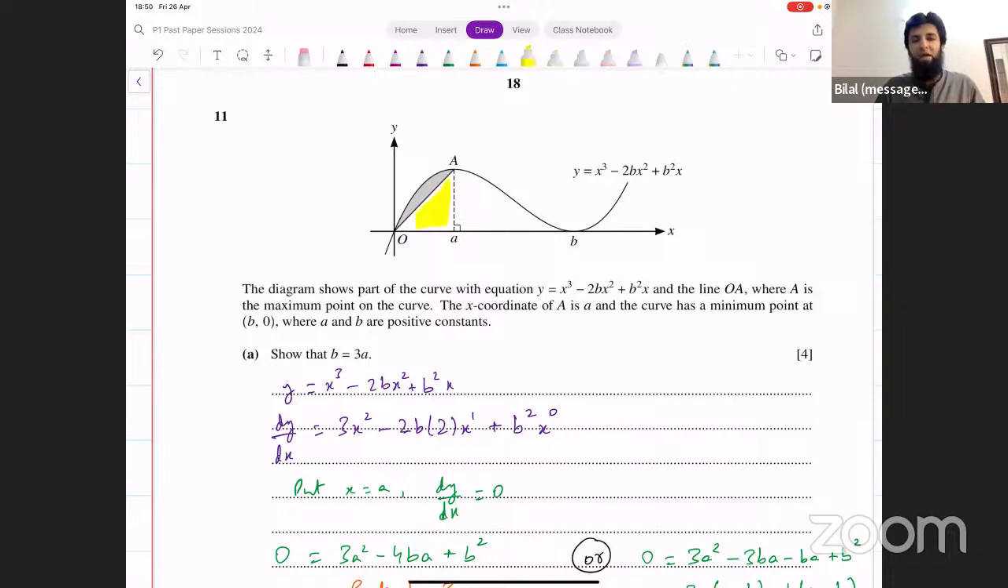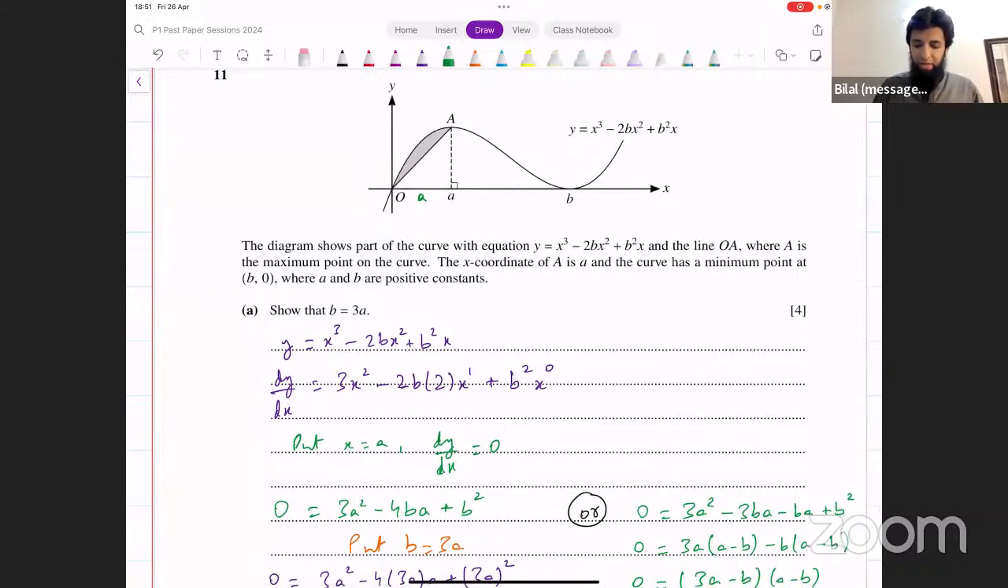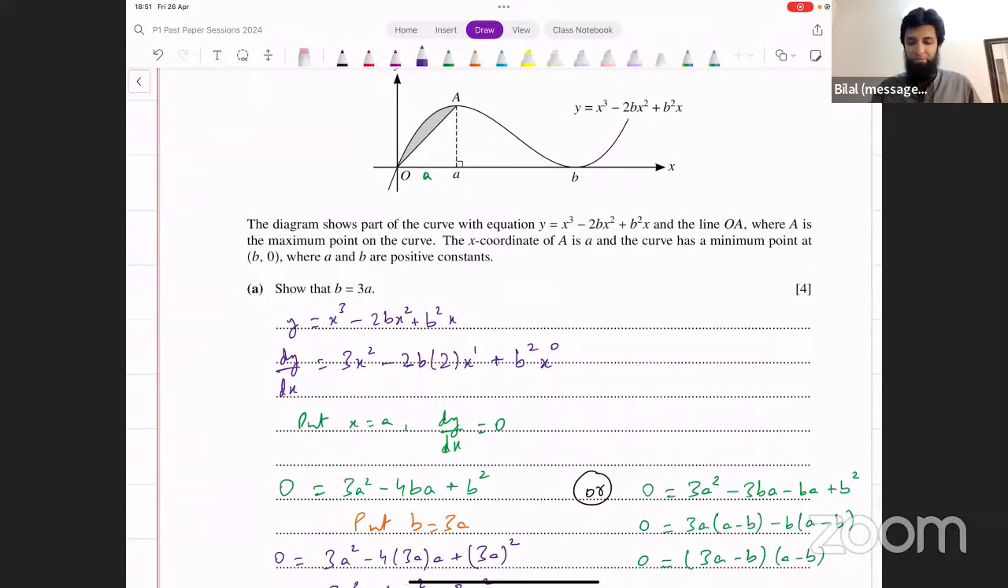Now, finding the area of the triangle is pretty straightforward. You can use half into base into height. You know the base of the triangle, that's a. What about the height of the triangle? How do you find the height of the triangle? Put x equals a in this equation. Let's find the area of the triangle first of all.